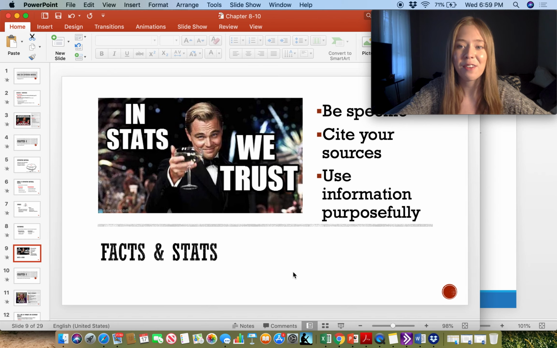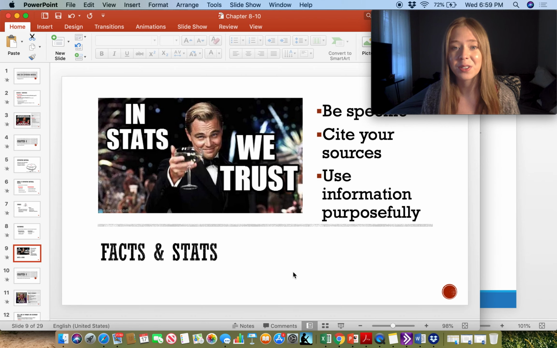Next, we have facts and statistics. And so these are, again, really helpful in beefing up that logos aspect of your speech, that logical appeal. What to remember when talking about facts and statistics is you need to be specific. Don't just throw out a general number. We're not sure what that percentage means, or it's not in the correct context. And always cite your sources.